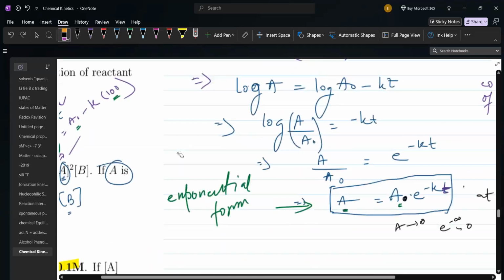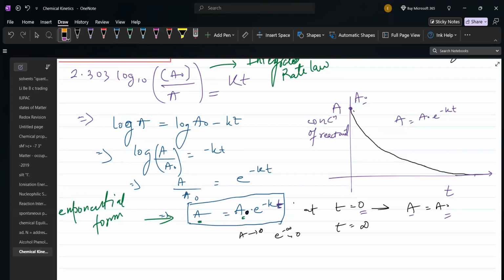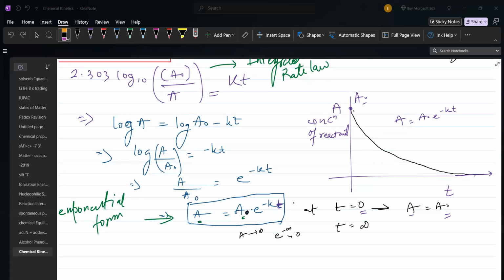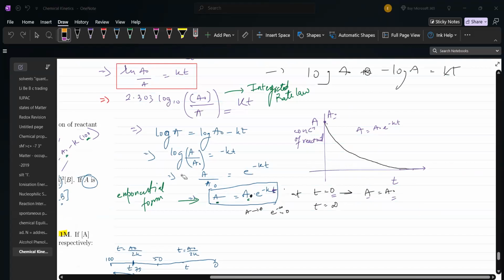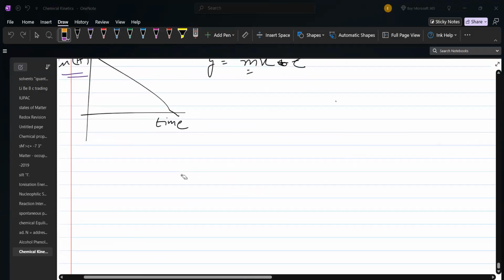Done copying? Yes, sir. Rishita? Yes, sir. Any problem in this? Any part? No, sir. Okay.